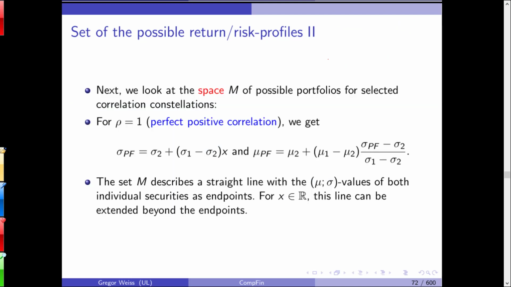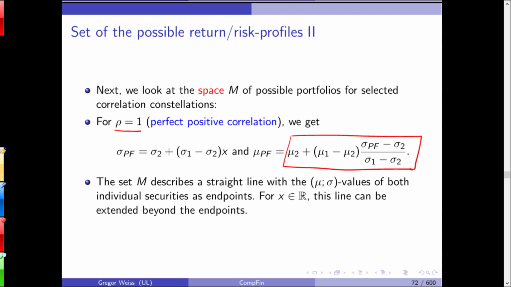The set of possible return risk profiles, the set of possible portfolios, can be characterized in case we have perfect positive correlation. Now, if rho is 1, we can see that the portfolio volatility is given by sigma 2 plus sigma 1 minus sigma 2 times x, and the portfolio return is given by this expression. You don't need to memorize this. You can also simply calculate it. Just put a correlation of rho 1 into the general formulae, and then you can calculate this.